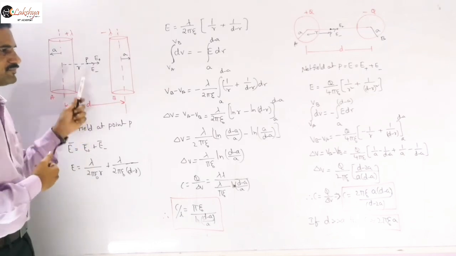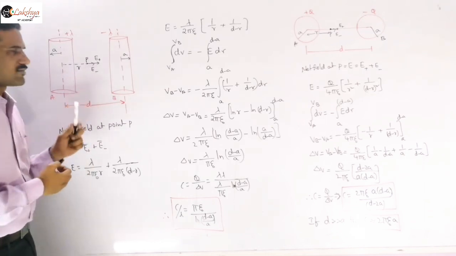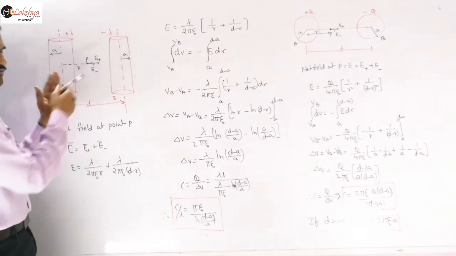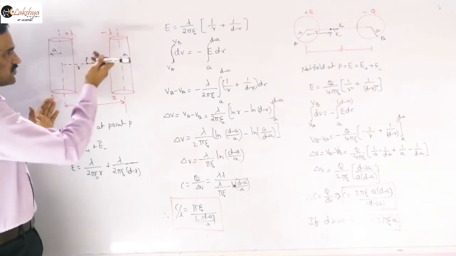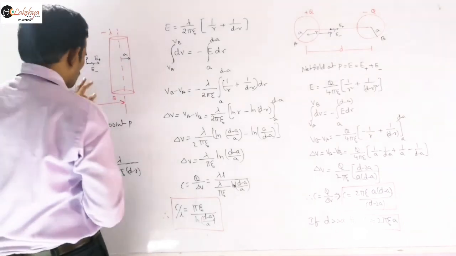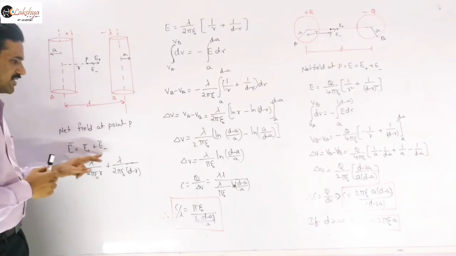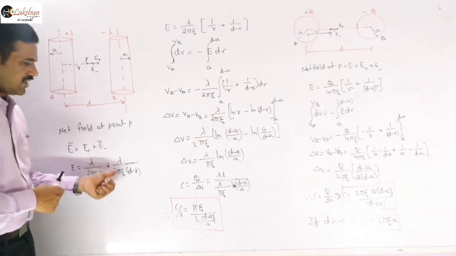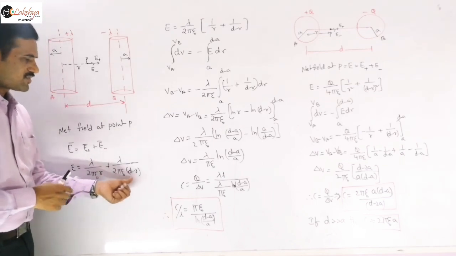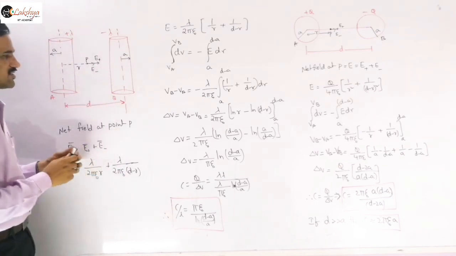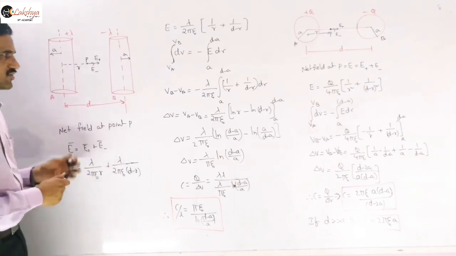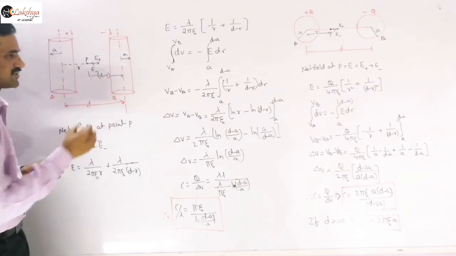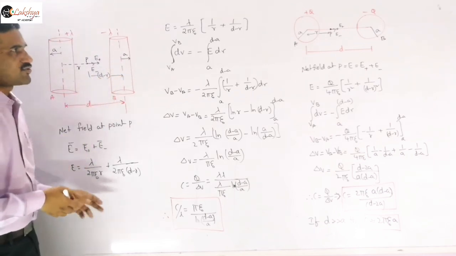For that I am writing the electric field here. At this point, the electric field due to the positive charge will be away from the charge, and the electric field due to the negative charge will be towards the charge. Both are in the same direction, so we add them. The net electric field at that point is lambda by 2 pi epsilon naught r due to the positive charge, and due to the negative charge it is lambda by 2 pi epsilon naught times the distance, which is d minus r. This is the distance of the point P from the axis of the second cylinder. So now we have the net field.